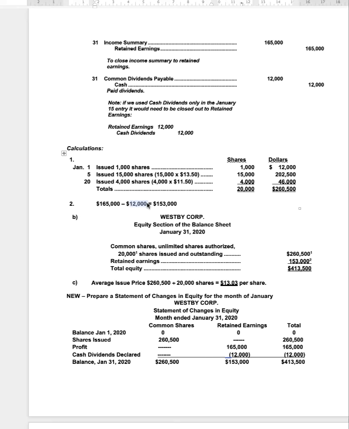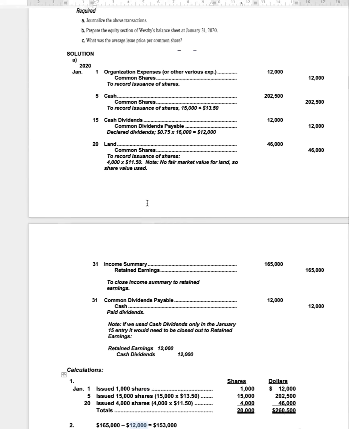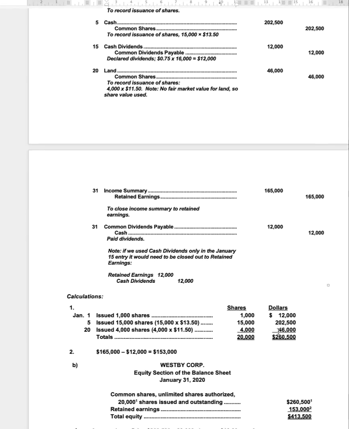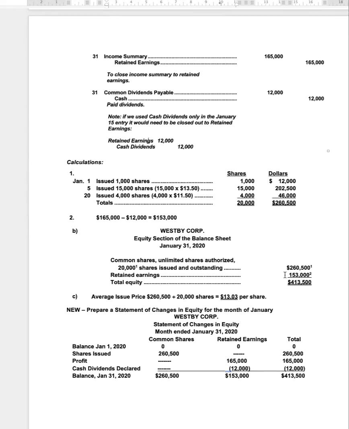How do we know? Well, don't forget, up here on January the 15th, if you used the retained earnings account and not that guy, you would have debited it. So it would have reduced it. And if you didn't use this guy, whichever way you did it, you then would have had to close out that cash dividend account to retained earnings, which in either case is going to reduce it. So that would reduce it to $153,000. So you'd get total equity of $413,500.